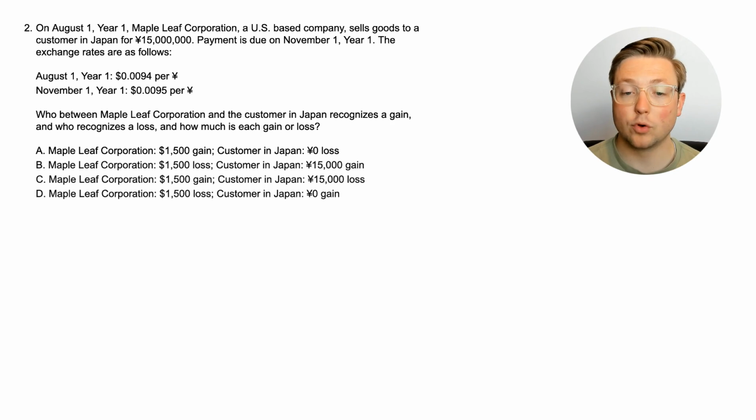Who between Maple Leaf Corporation and the customer in Japan recognizes a gain, and who recognizes a loss, and how much is each gain or loss? So how does this work? Do they both recognize gains or losses? Does one of them not? Let's think about it. And when you're ready, come back. We'll look at the answer together.